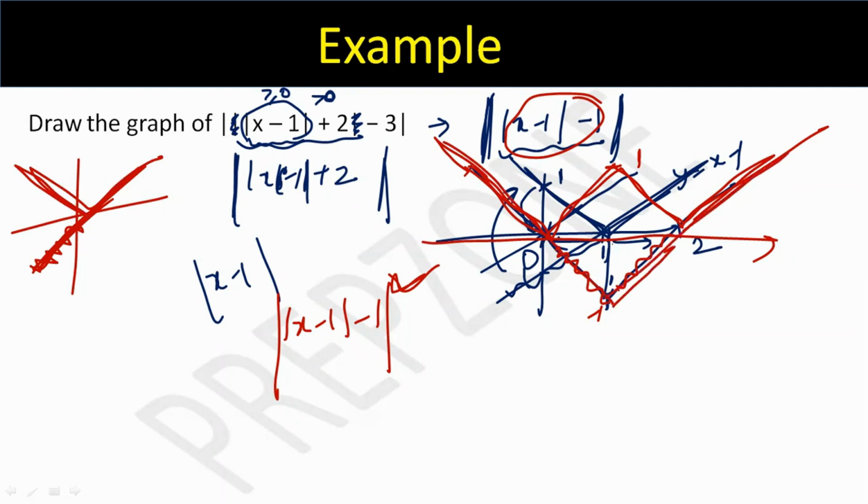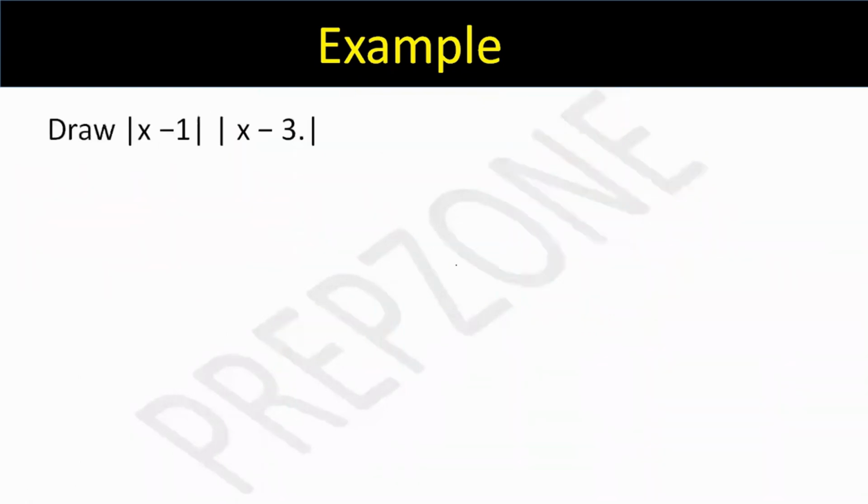If you have to take the modulus of this whole thing, whatever negative part there is, you will just take its mirror image. So let's move on. Please draw this graph. Yeah, it is multiplication: mod of x minus 1 into mod of x minus 3.